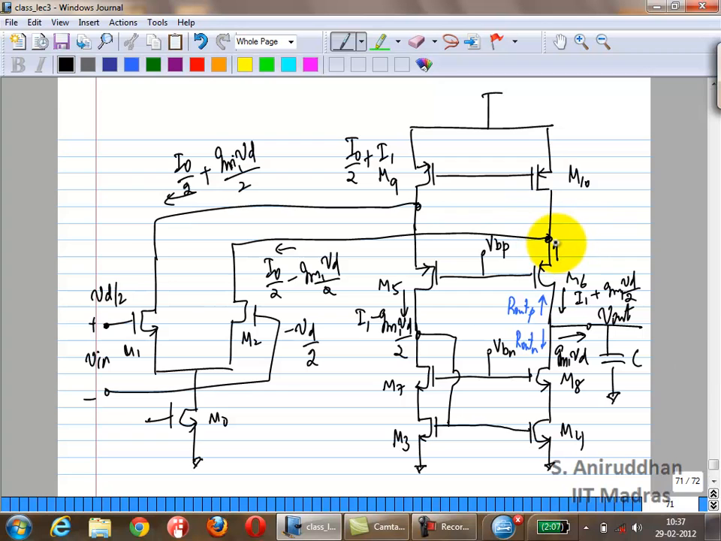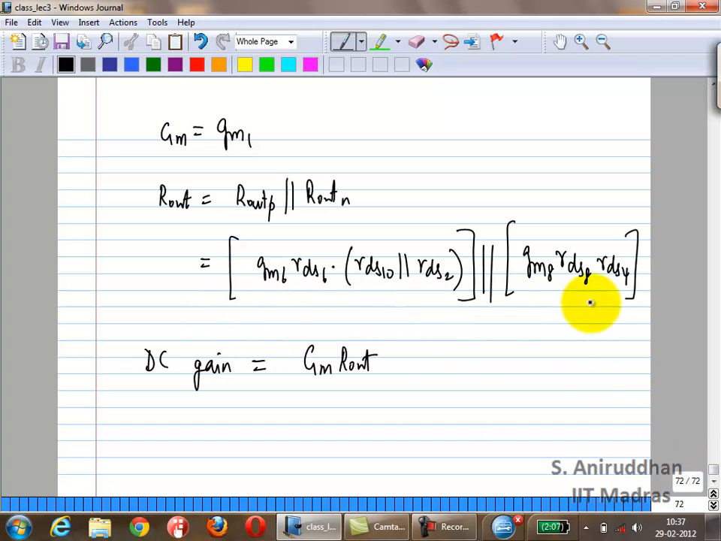So the impedance looking in here is RDS2 parallel with RDS10. Correct? The impedance looking in here then is GM6 RDS6 times RDS10 parallel RDS2. That is the impedance looking up. The impedance looking down is just GM8 RDS8 times RDS4. Right? So the overall impedance is just a parallel combination of those two, and the overall gain is just GM times R out. So GM times this guy.